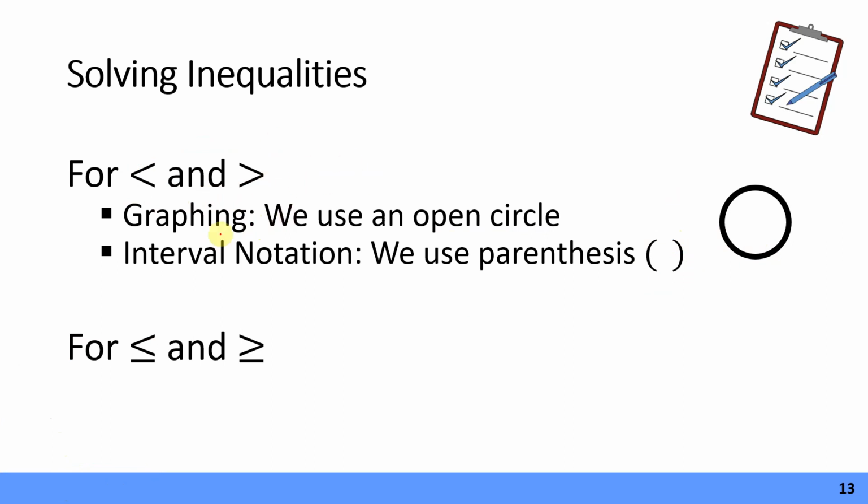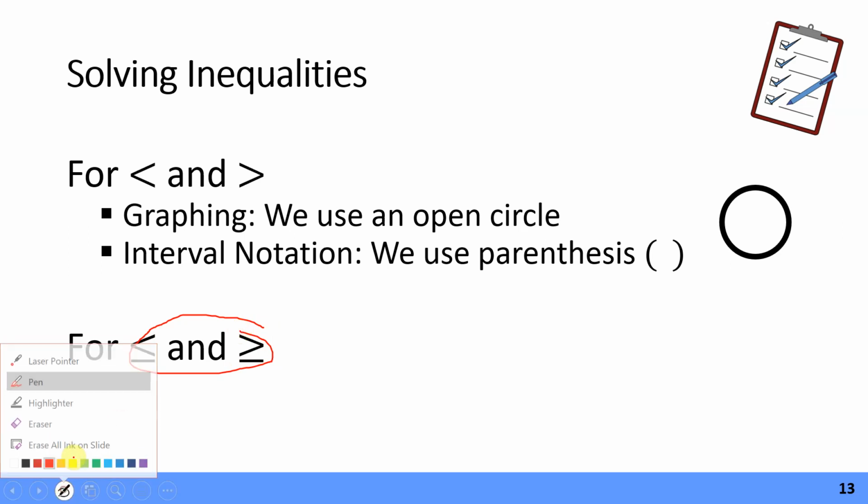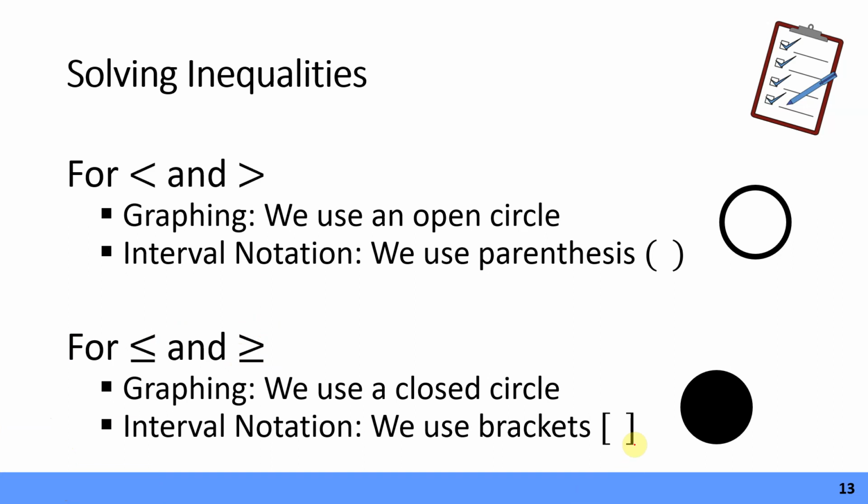Now when you see one of these two signs, the ones that have the equal sign on the bottom, when we graph, instead of using an open circle, we're going to use a closed circle, which is a shaded-in circle. And very important, when you do interval notation, we're going to be using brackets. So this is how you distinguish when to use parentheses and when to use brackets. It depends which one of these symbols you have. And again, this makes no sense. We're going to work on a problem in a little bit.